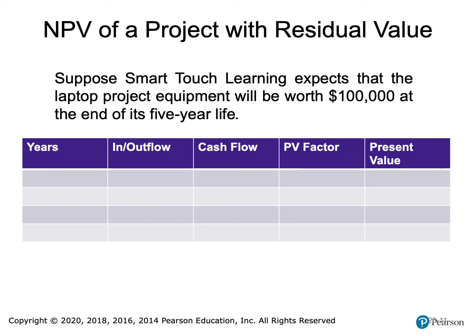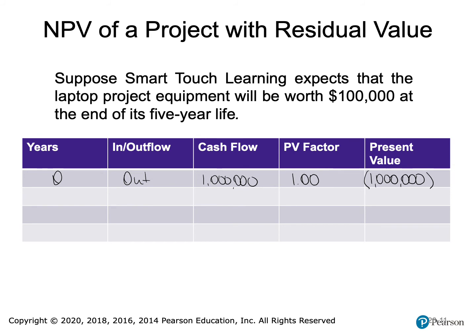So we're still going to start off with our initial investment, which happens in year 0. It's an outflow of $1 million. In year 0, the present value factor is always 1. So that means my present value is $1 million. And since it's an outflow, I'm going to treat it as a negative.